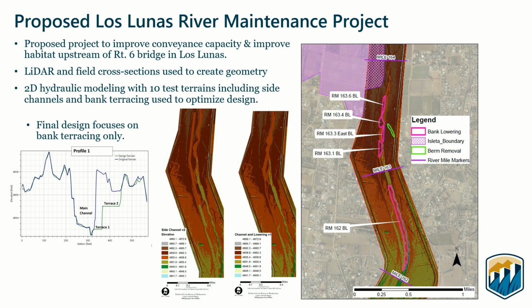And you can see here, this is the terracing that we proposed, and this is the final design, what you see over here. And what we decided was basically to focus on these bankline terraces and not focus on the side channels so much, mainly because we know those side channels are very likely to inundate, and thus reducing the impact of any work that we do over a longer time horizon.